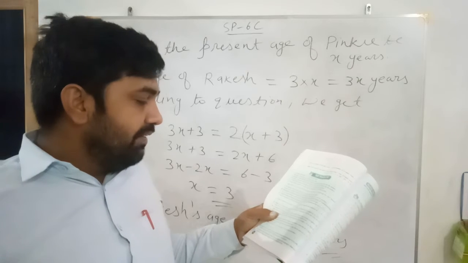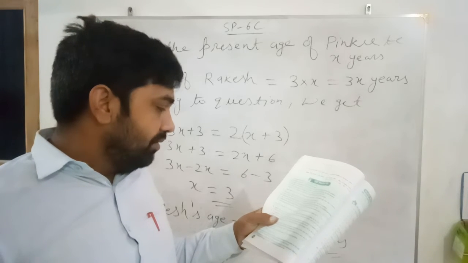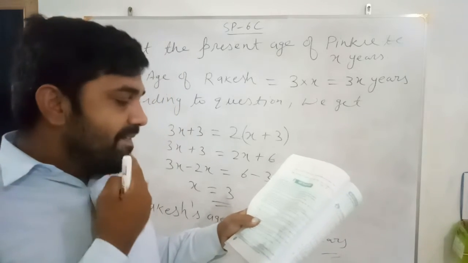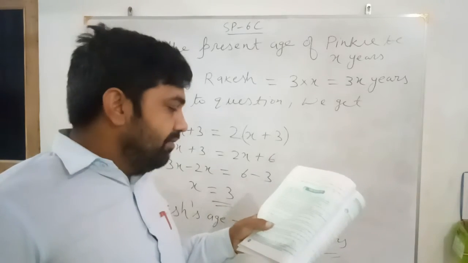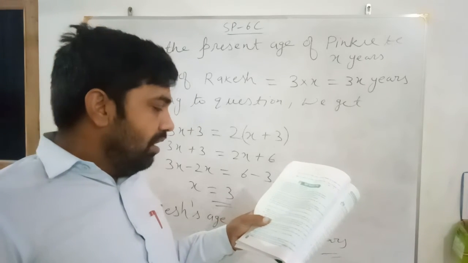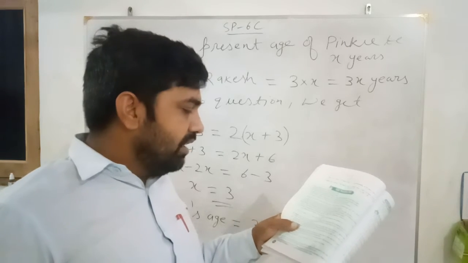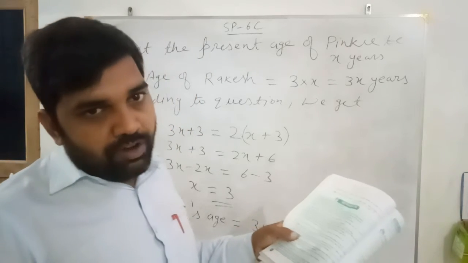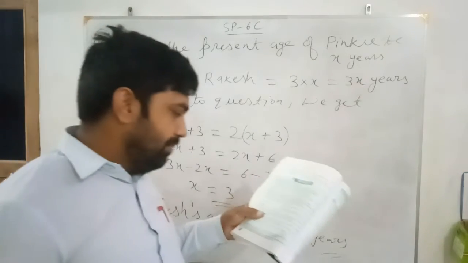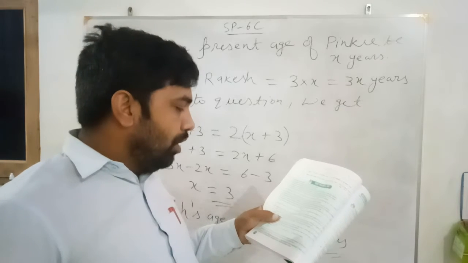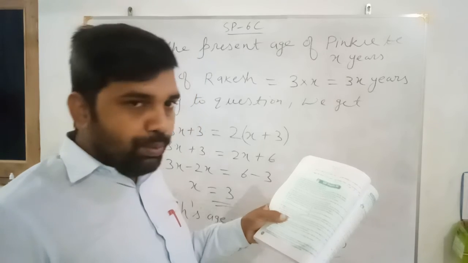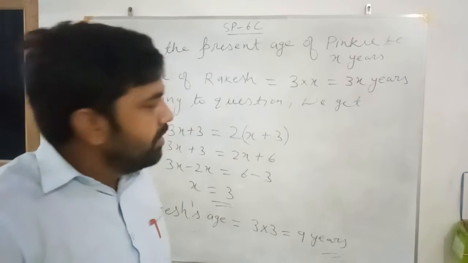On a foul shot she will get 1 point. So the foul shots are x, so the points scored for the foul shots will be 1 into x, because for one foul she gets 1 point. So the total points earned by fouls is x. Now field goals are 3x, and for each goal you get 2 points, so for 3x goals there will be 3x into 2, 6x points.